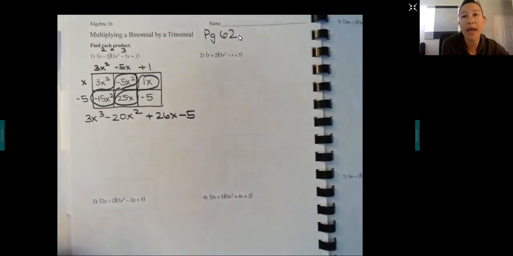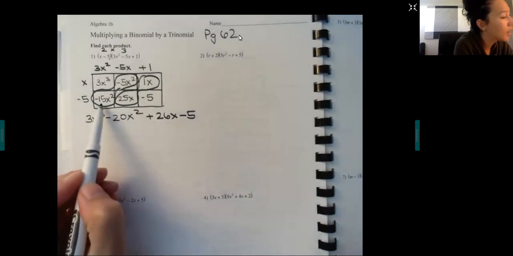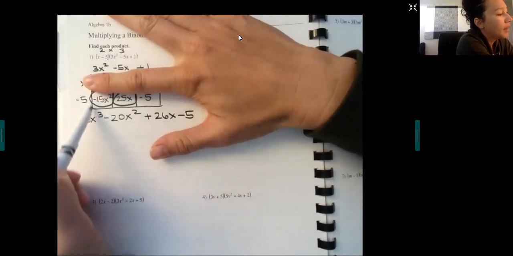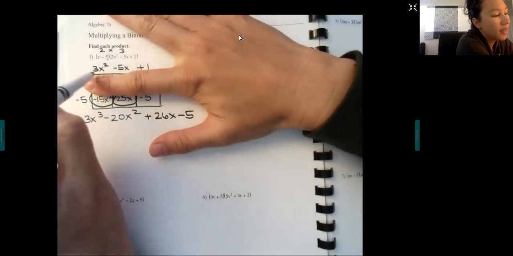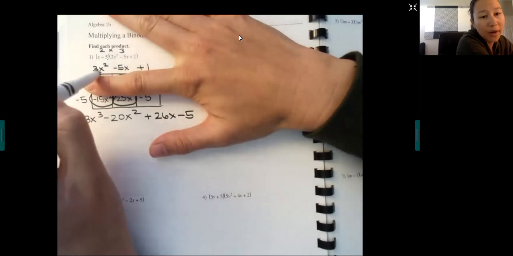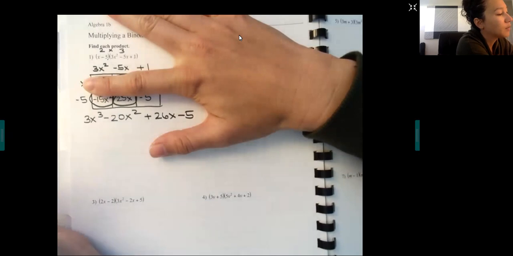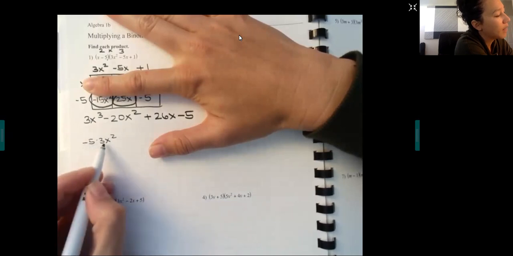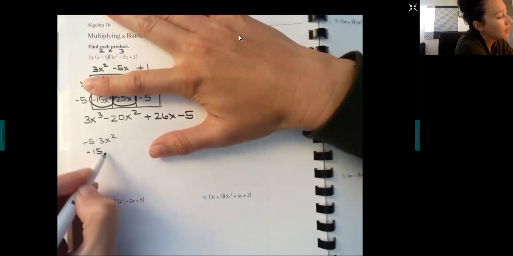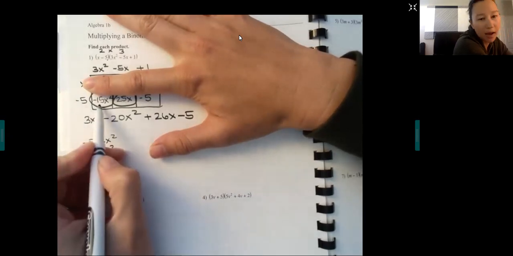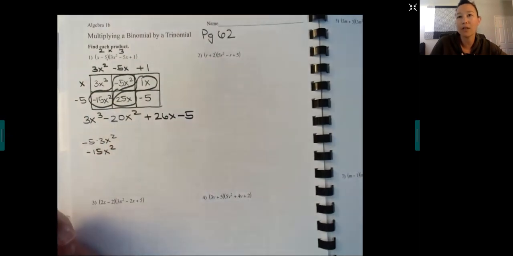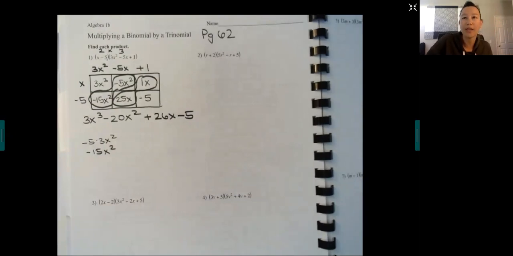Okay, so I have a question. How did I get negative 15x squared? Good. So this box, the length is negative 5, and the width is this top one right here, 3x squared. So I multiply negative 5 times 3x squared. And so negative 5 times 3 is negative 15, and then we still have our x squared. So that's how I got negative 15x squared for this box. Let me know if you still have a question on that. Any other questions? Okay, good.